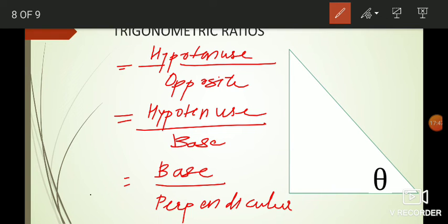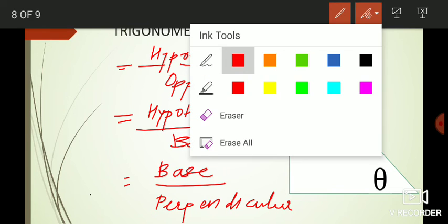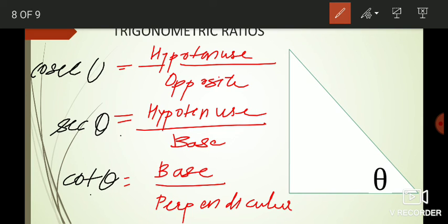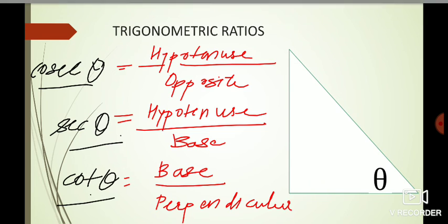So now as we have formed all the ratios, let's name them. The reciprocal of sine will be cosec. The reciprocal of cos is going to be sec. The reciprocal of tan is going to be cot. Cot theta, sec theta, and cosec theta. Okay, we have studied six different ratios.